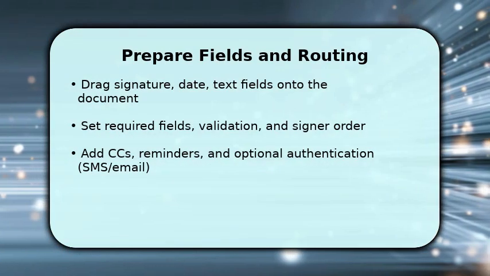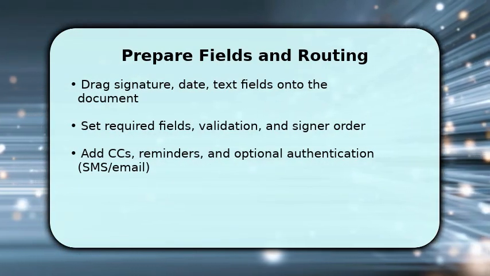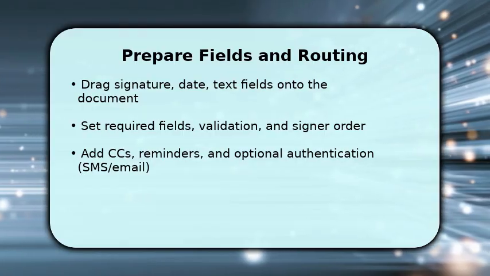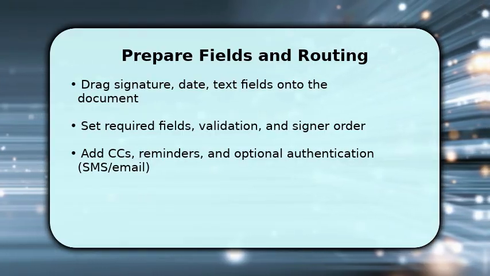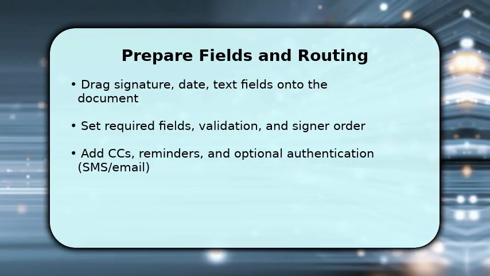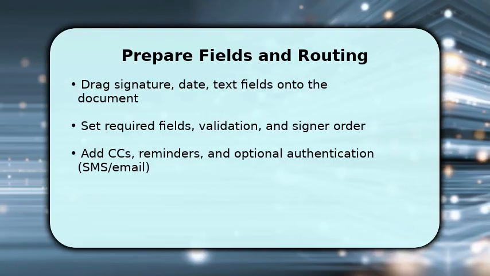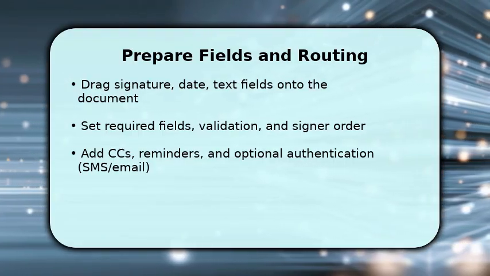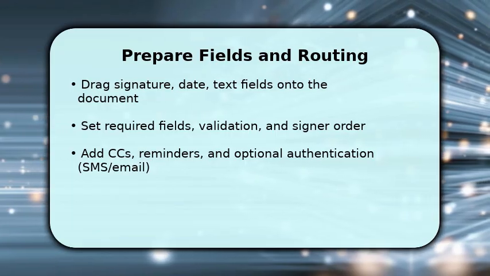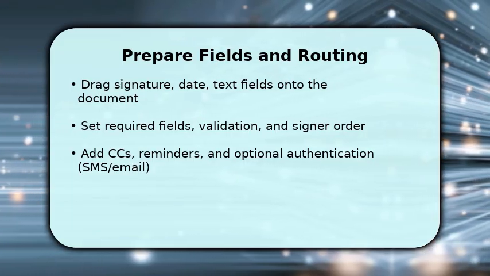Now you'll position signature and form fields precisely where you want them. Drag signature, date, text, or checkbox elements into place. As you do this, mark fields as required to prevent incomplete submissions and assign each field to the correct signer so approvals land with the right person.